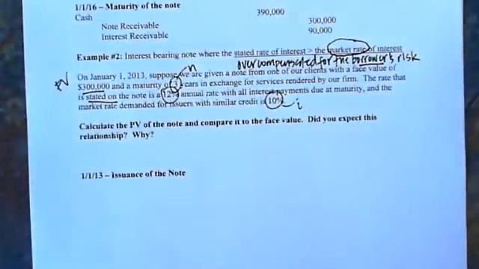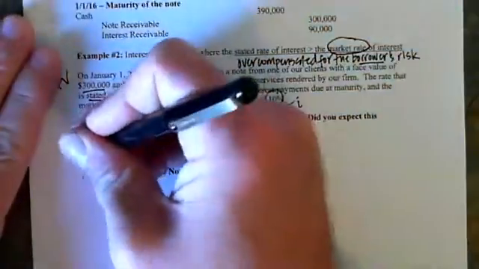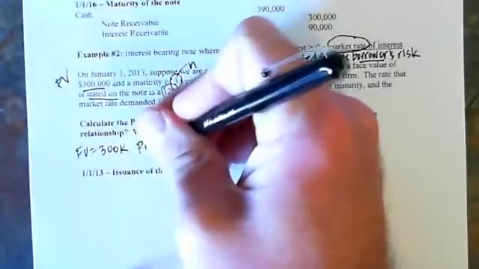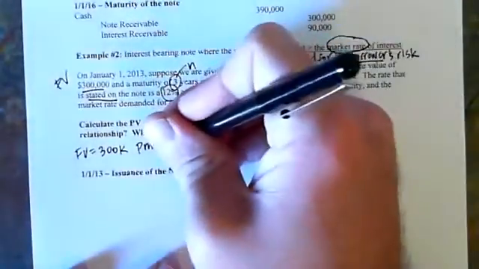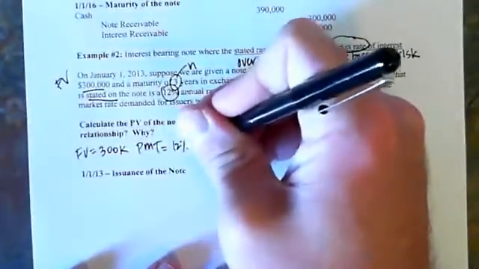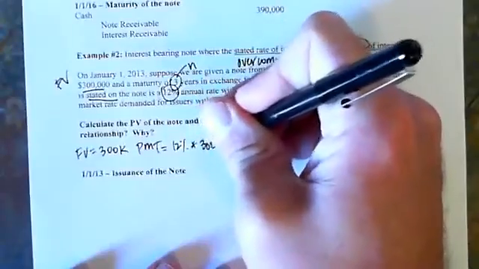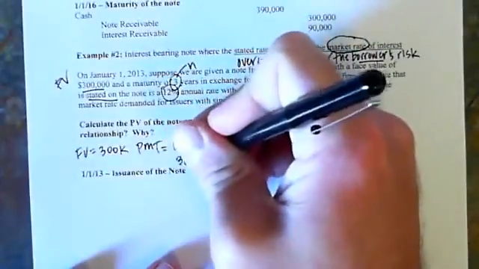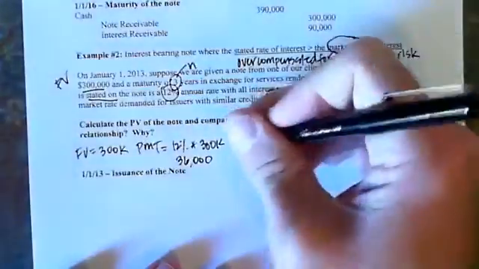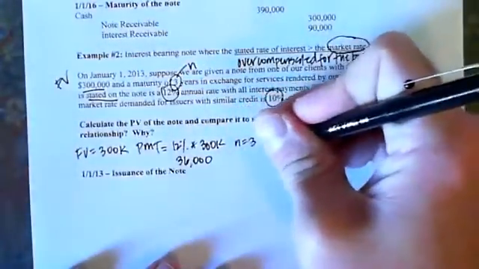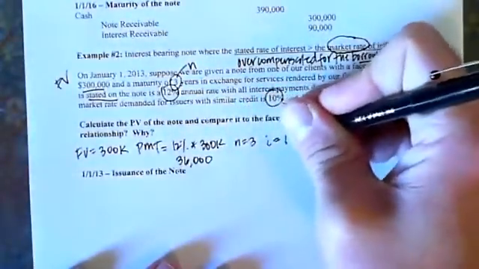So we want to calculate the present value of this note. That means that we're going to use the future value of $300,000. The payment is going to be equal to 12% times the face, which gives me 36,000. N is going to be 3, and I is going to be the market rate of interest.